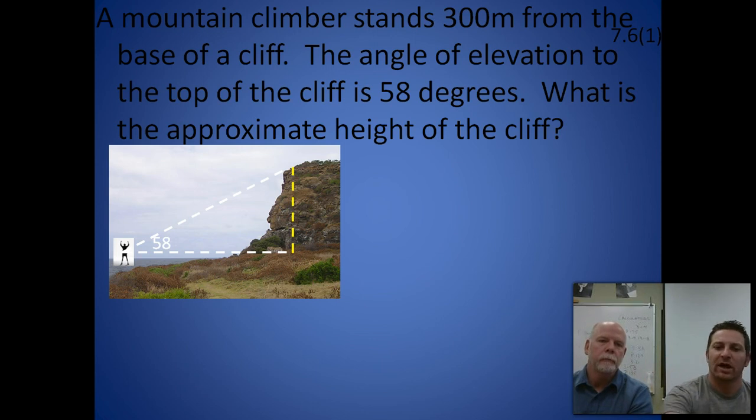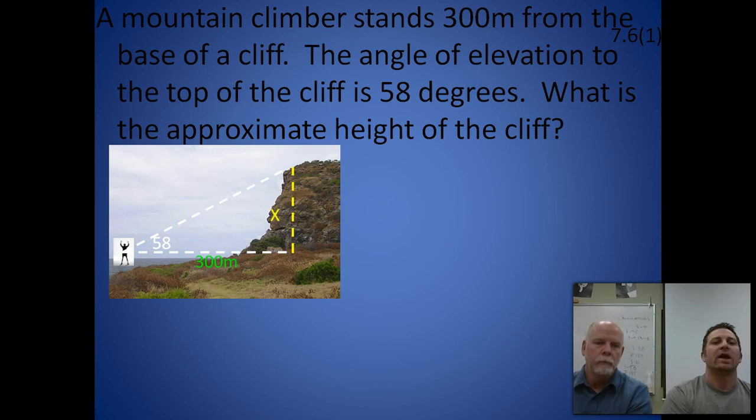And then we know that the mountain climber is 300 meters away from the base, and we want to figure out what is the elevation to the top of the cliff. Now be careful, we're not asking for the hypotenuse here. We're asking for the height of the cliff. Notice it's also in yellow on the drawing. That's what we want, the height. So now we're going to put our x over there.